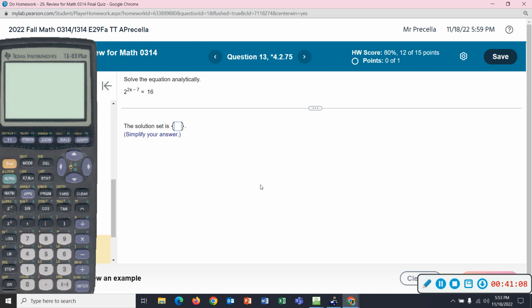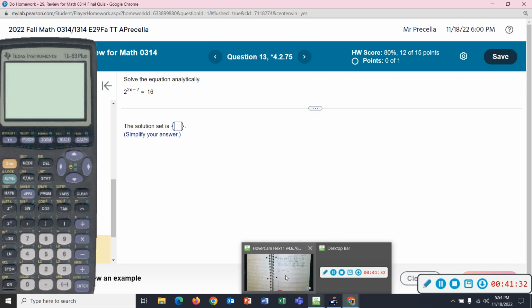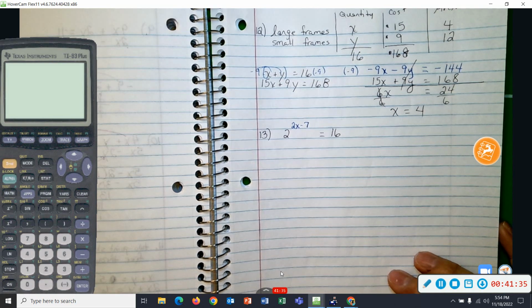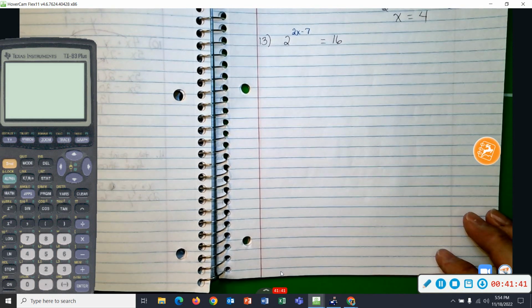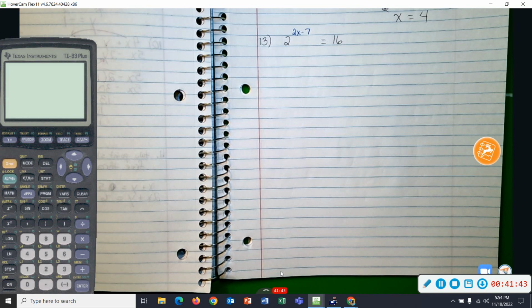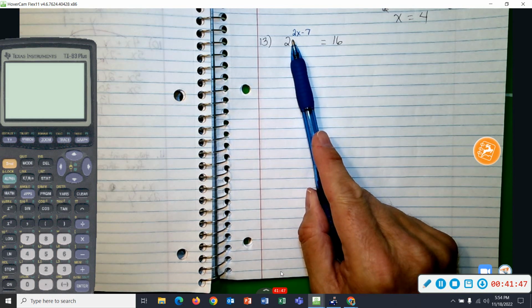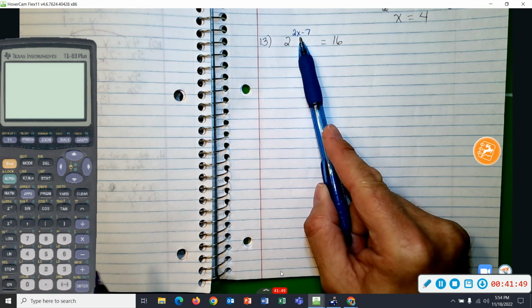Number 13, solve this equation. 2 to the 2x minus 7 equals 16. Well, we've solved a lot of equations this semester. We've solved linear equations, quadratic, those have the x squared, rational, have fractions, radicals have square roots in them, logarithmic equations have logarithms in it. This one here is an exponential equation. The variable is in the exponent.